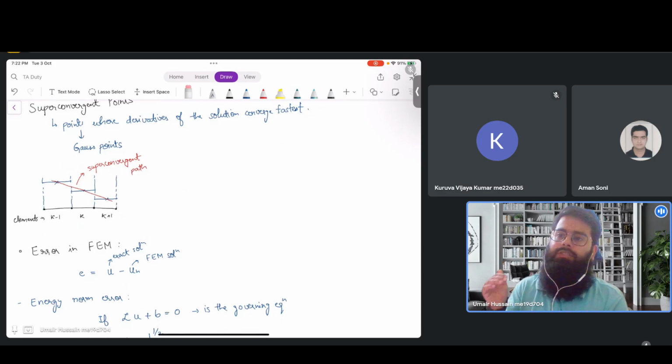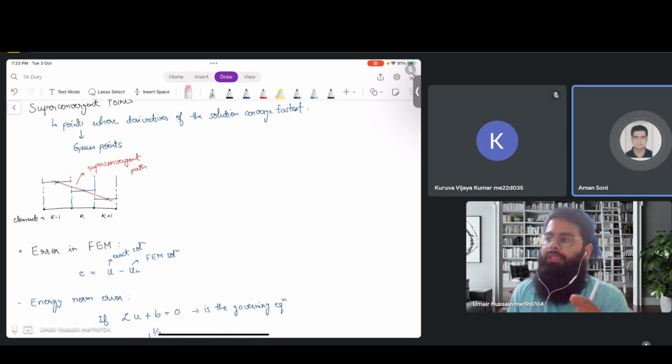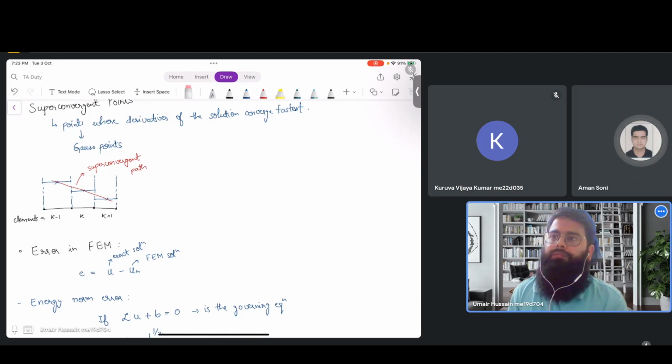Converging means its value is stabilizing. In most cases we don't know the exact solution, so we set certain criteria: if we keep on refining, our solution value keeps changing, and the change keeps on decreasing. If we set a tolerance value and the change goes below it, then we say it has converged. So that is actually the definition of convergence.